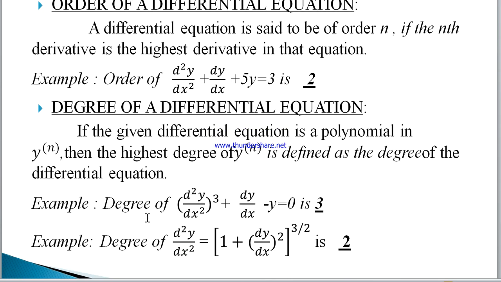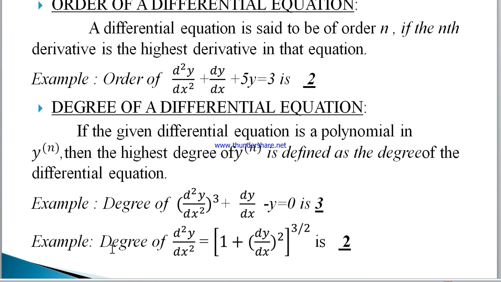Here is an example: the degree of (d square y by dx square) whole cube plus dy by dx minus y equal to 0 is 3. How do we consider the degree as 3? Here the highest derivative is d square y by dx square, and its power is 3.